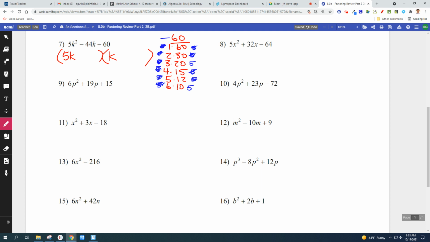If we do 50 minus 6, that's 44, right? 50 minus 6 is 44. Oh, wait, but I've got the signs wrong. I don't want 44. I want negative 44. So we're going to do negative 50 plus 6. I've got negative 50 plus 6 is negative 44.